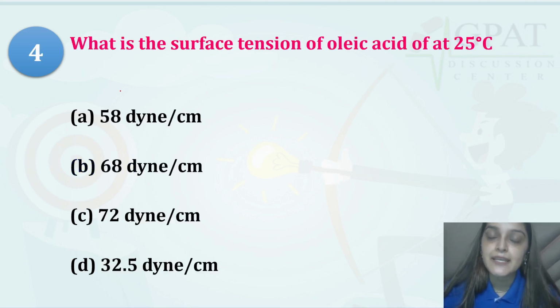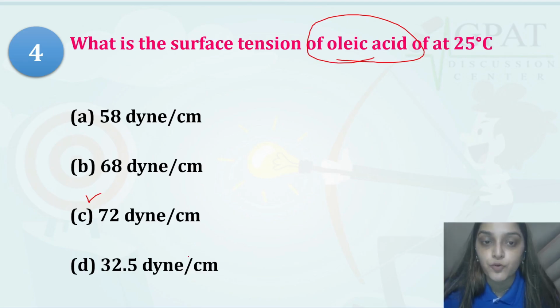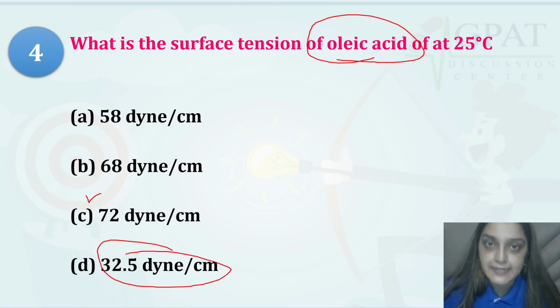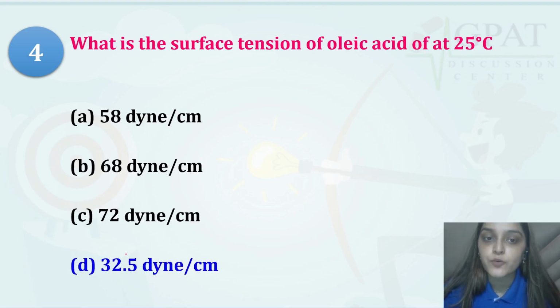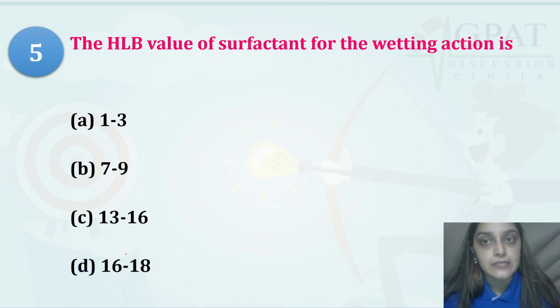Next, again it is a simple value based question. What is the surface tension of oleic acid at 25 degrees Celsius? For water, everybody remembers that it is around 72. For oleic acid, this question was asked in GPAT 2024. It is around 30 to 32.5 dyne per centimeter. It is a direct question. Option D will be the correct answer.